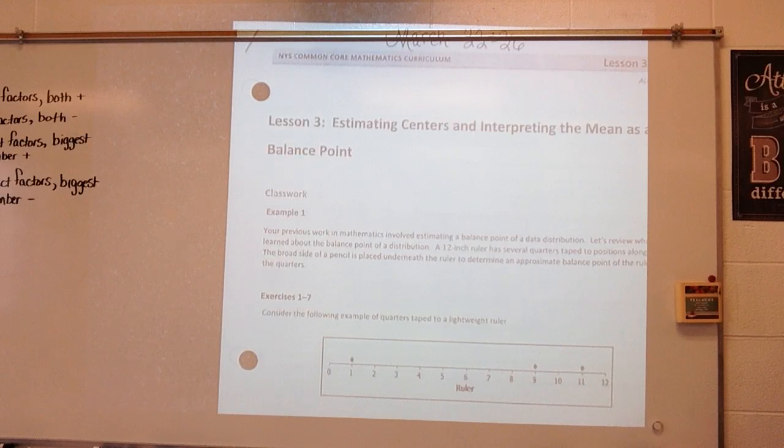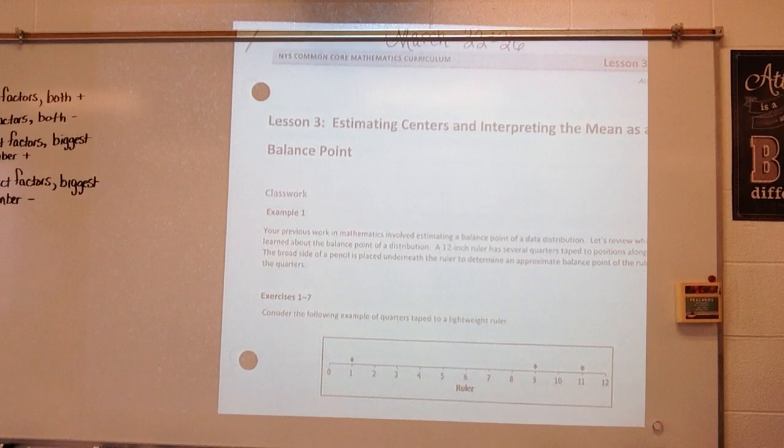So we're going to estimate the mean and the median of the distribution. We're going to figure out if the mean is a reasonable description or is the median a better description. We're going to interpret the mean as a balance point, and we're going to indicate the distribution in which neither the mean nor the median is a good description of a typical value. Alright, so let's go ahead and look at example number 1.